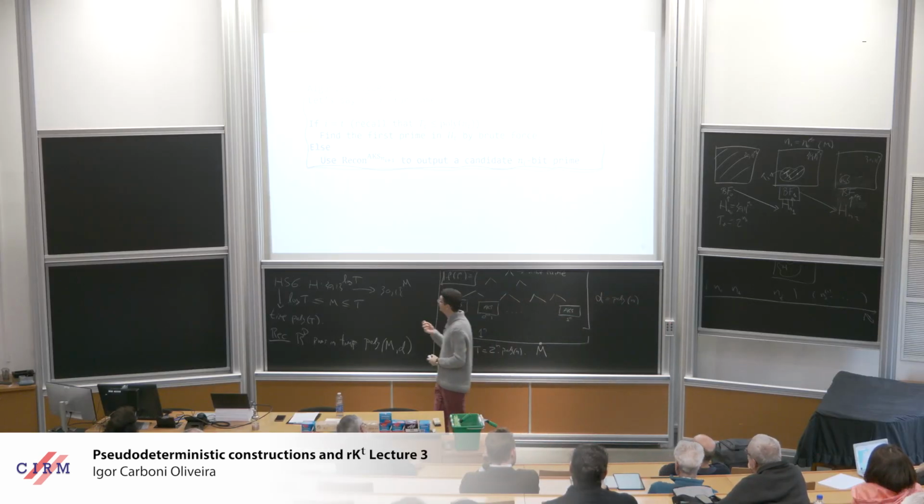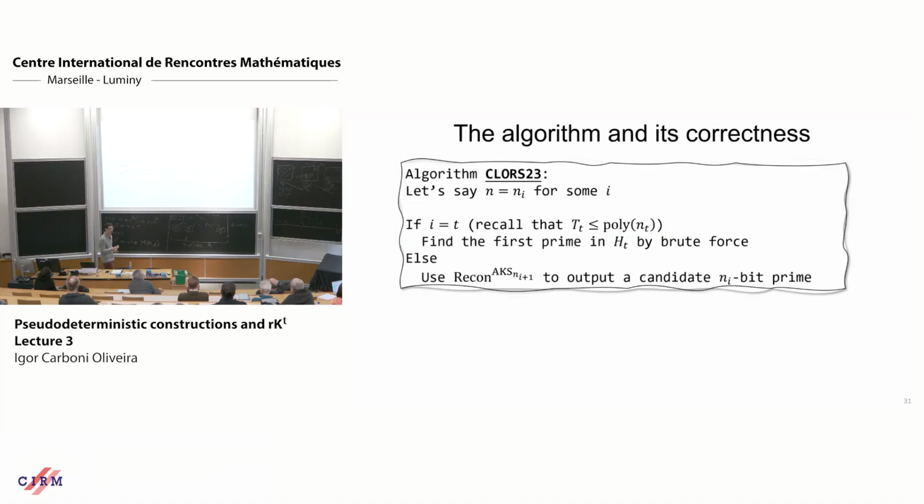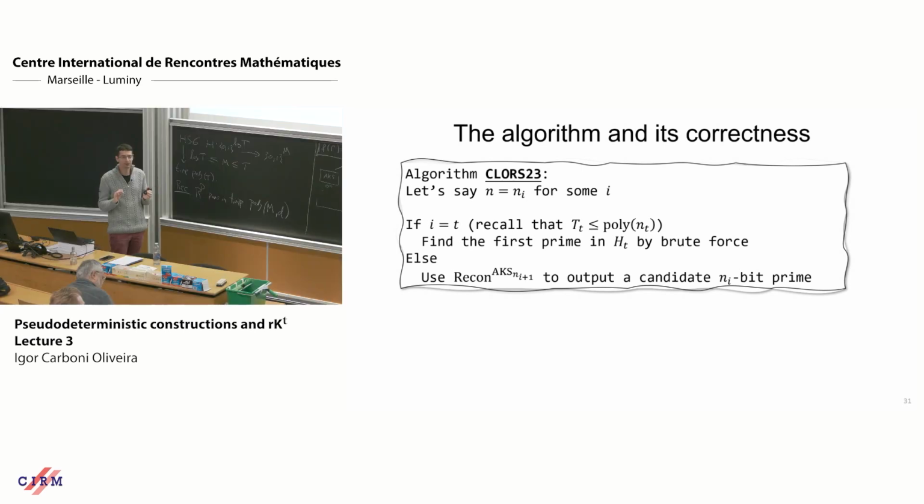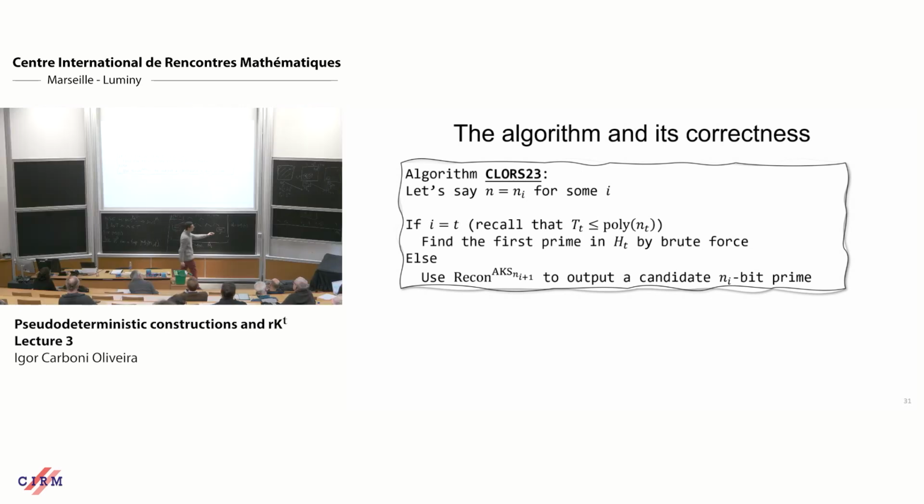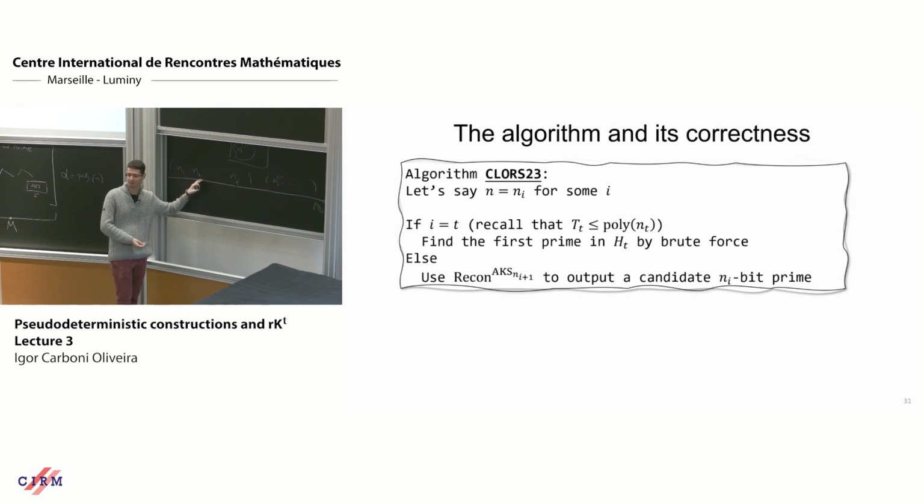So if i equals t, so that's the last input length after log n stages, then it will hope for the best. It will say, well, maybe the final hitting set of polynomial size does contain a prime, so I'm just going to iterate over the elements, and if there's a prime there, that's my output. So that's the code of the algorithm in this case. And if not, if it's in one of these intermediate input lengths, it also just hopes for the best that the hitting set here is avoided by the next input length and that the reconstruction procedure is correct.